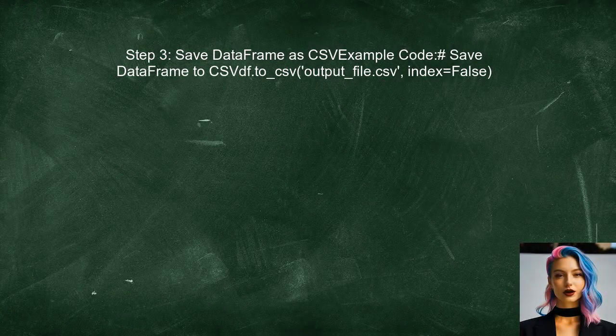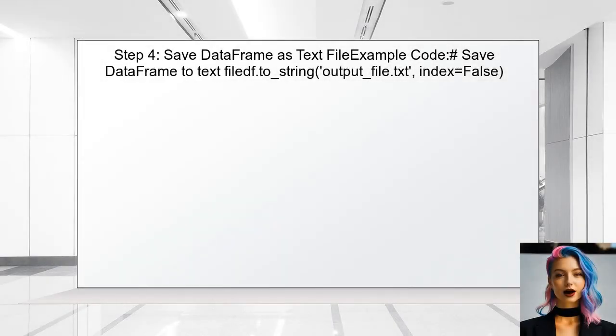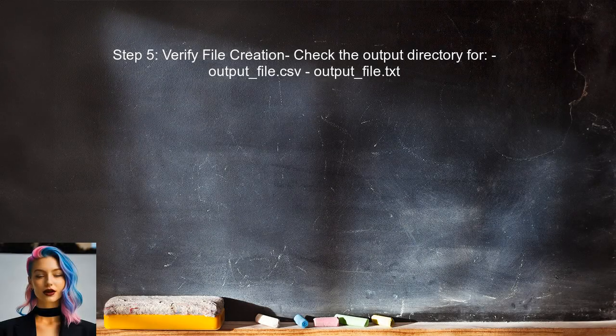Once the data frame is ready and structured correctly, the user can proceed to save it as a CSV file. This is done using the Pandas to_csv method. Alternatively, if the user prefers to save the data as a text file, they can use the to_string method provided by Pandas. Finally, the user should verify that the files have been created successfully. They can do this by checking the directory where the files were saved.